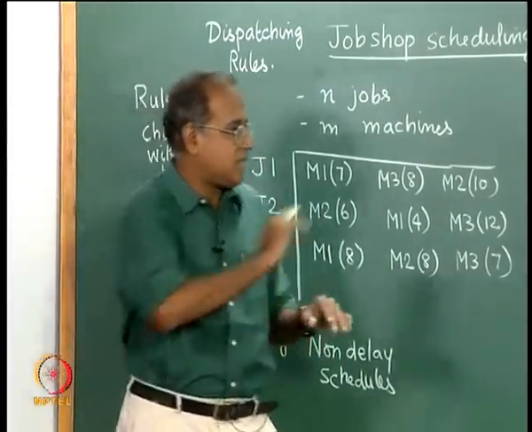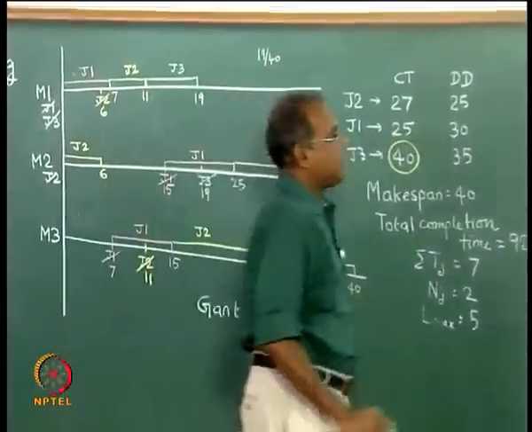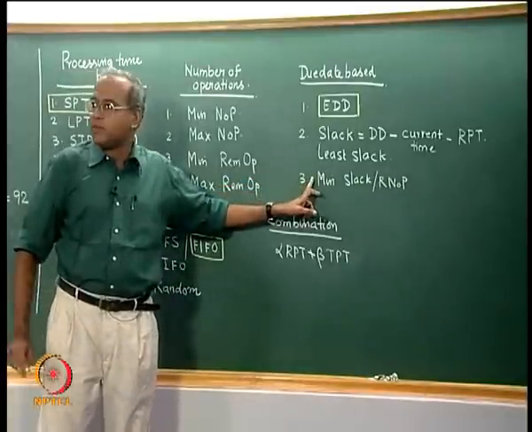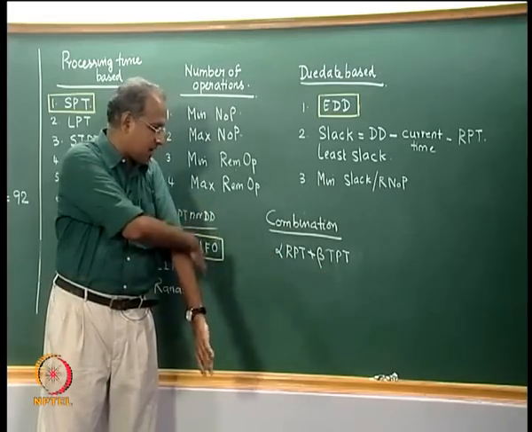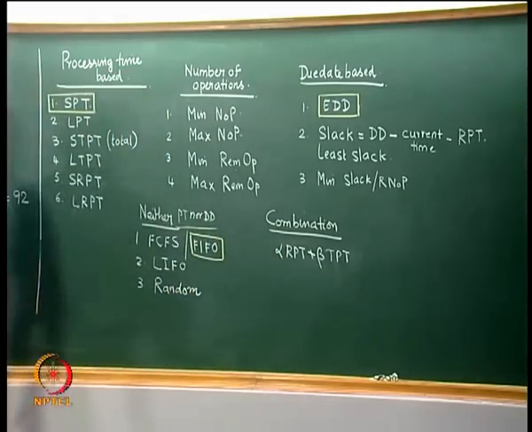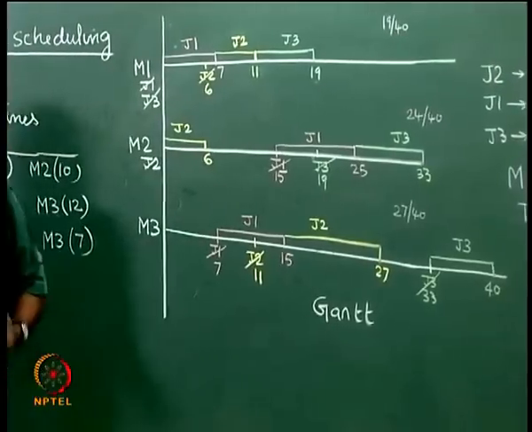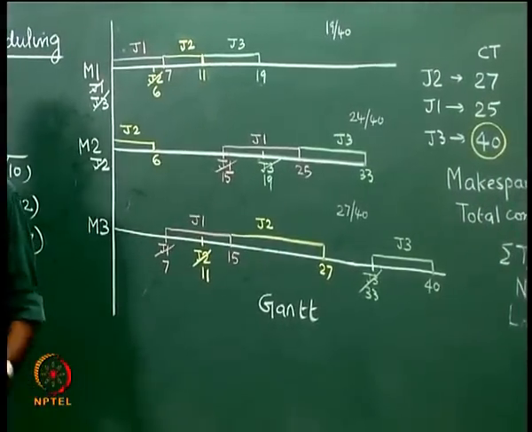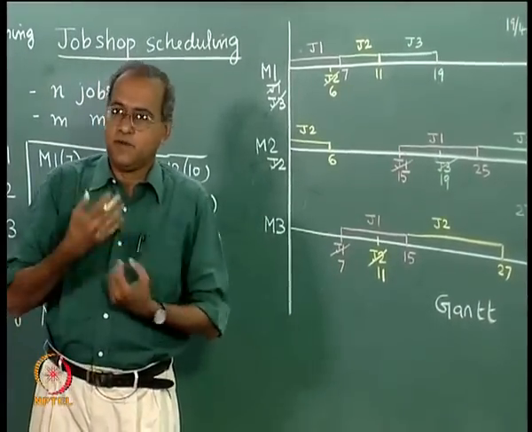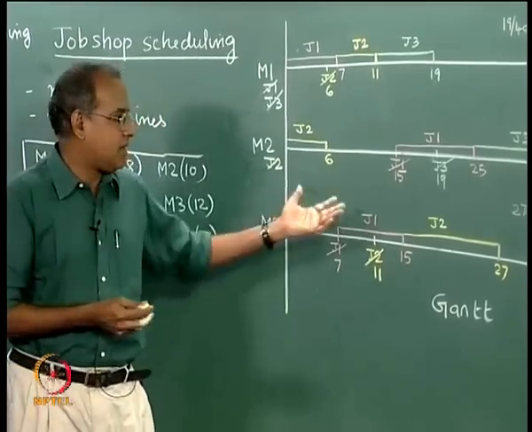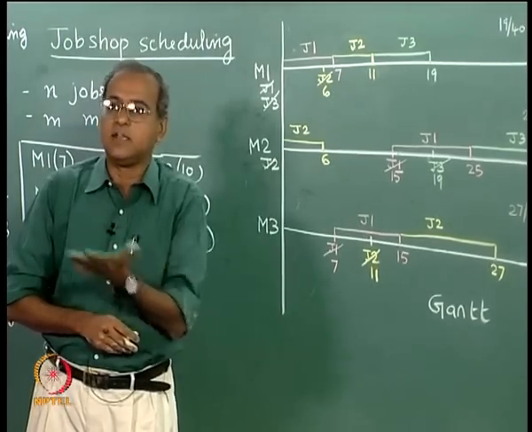Now, the question is, if the SPT Gantt chart gives us a solution with 40, and let us assume that we are using slack by remaining number of operations as another rule, or we are using 0.5 times RPT plus 0.5 times TPT as a dispatching rule, and we are able to get a solution with a makespan of 38, then from an optimization point of view 38 is better than 40. But from an implementation point of view, 40 would be a little easier to implement on the shop floor because it is easy to understand and use.